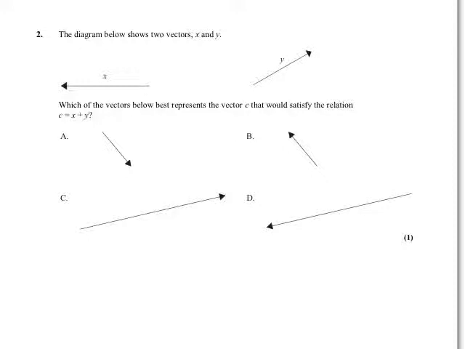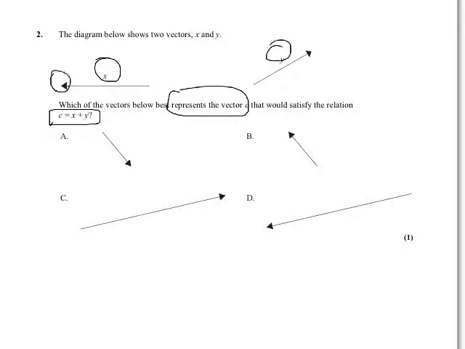Question number 2 requires you to add vectors. Which of the vectors best represents the vector C, which would satisfy x plus y? So you have to add x and y using the nose to tail procedure. And you should do this to scale. I'm going to do it rough, okay, but you would do this properly.